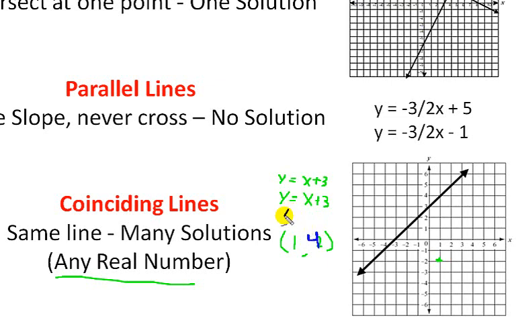And so any real number I plug in for x, so let me just plug in a different number, let's say 8. If I plug in 8 for x in both equations, which is any real number I plug in here, then in both equations I'll get the same number. So 8 plus 3, I would get 11 for both equations. So that's what they mean by any real number. Any real number for x, you'll get the same value for y.